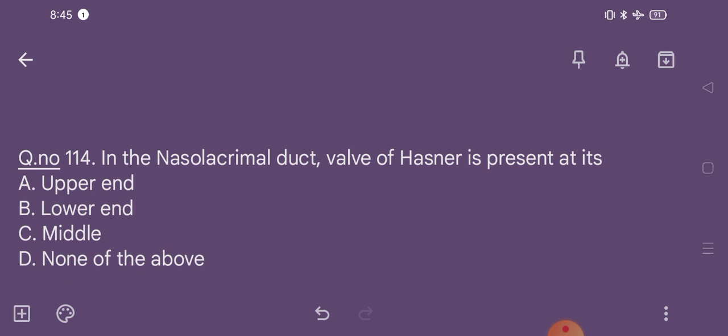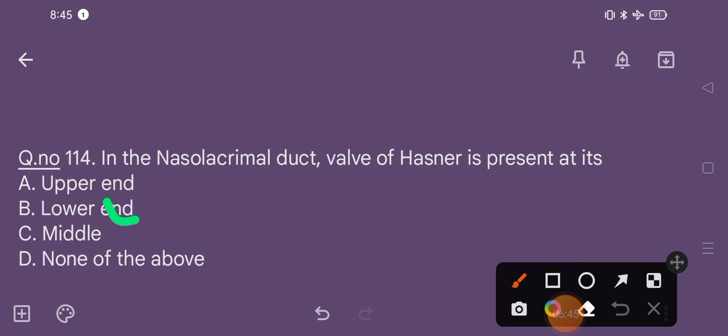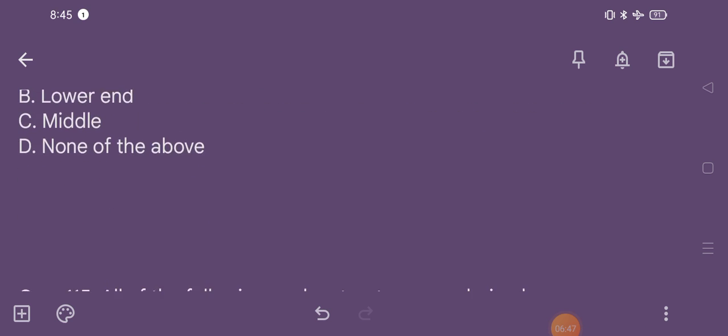Question number 114. In the nasolacrimal duct, valve of Hasner is present at its: option A, upper end; option B, lower end; option C, middle; option D, none of the above. The correct option is option B, that is lower end.